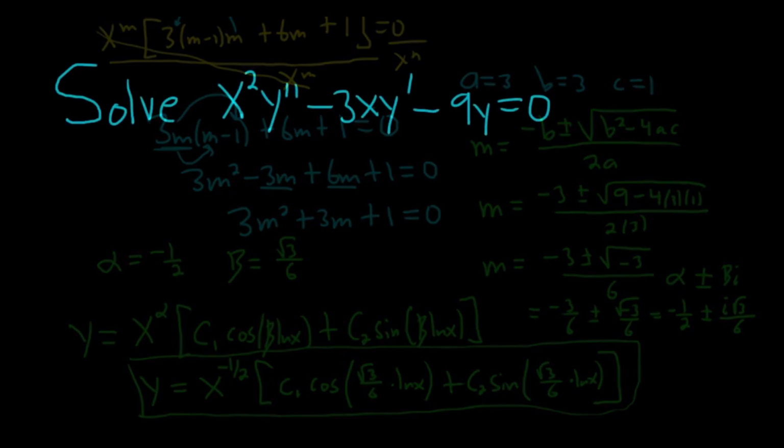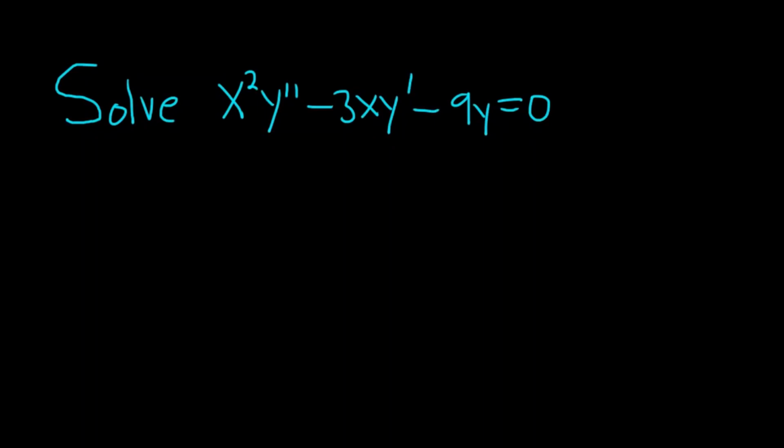I hope that helped. Solve x squared times y double prime minus 3x times y prime minus 9y equals 0. This is an example of a Cauchy Euler differential equation. We know that because here the power of x is 2, and it matches the order of the derivative. Here the power of x is 1, and it matches the order of the derivative. And then here you can think of the power of x as being 0, and y is actually the 0th derivative of itself.